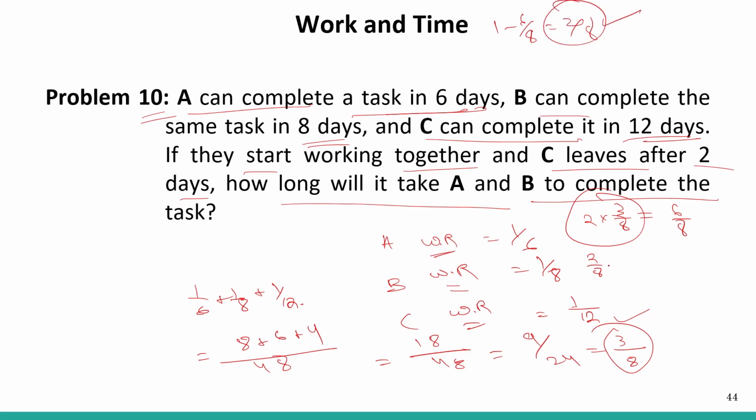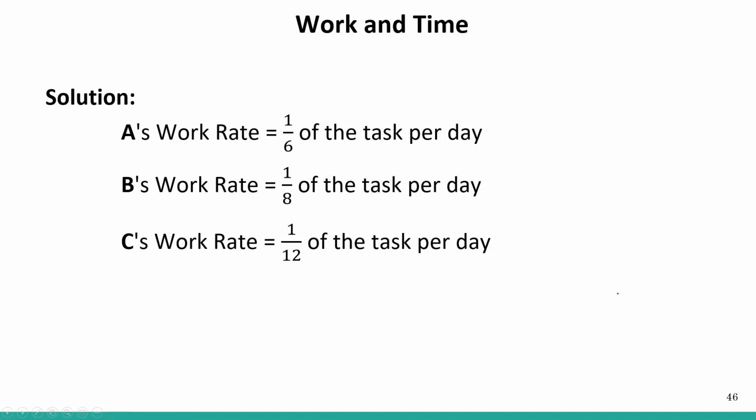So 2 by 8 is the amount of work remaining, and the new combined work rate of A and B will be 1 by 6 plus 1 by 8, that is equal to 4 plus 3 by 24, so 7 by 24. So the time will be 2 by 8 divided by 7 by 24, which is equal to 48 by 7 into 8, that is 48 by 56 days for A and B to complete the task. So we have arrived at the solution, 48 by 56.